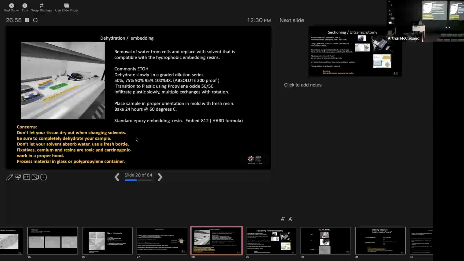Fixatives, osmium, resins are all very, very toxic. Wear gloves, work in a hood. Eyewear is recommended as well. All of these chemicals are designed to penetrate through biological tissue very quickly, and they'll penetrate you very quickly, and they'll go right to the nucleus of your cells very quickly, and that's not going to be a healthy situation. So, you want to process your material in glass or polypropylene containers because the ethanols and propylene oxide can melt. So make sure that you've got your sample in something that's not going to melt.